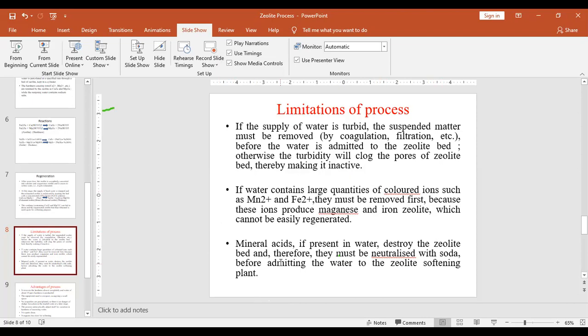Okay. Then mineral acids, if present in water, destroy the zeolite bed. Therefore, they must be neutralized with soda before admitting the water to the zeolite softening method. So such types of impurity, means primary and secondary treatment, must be completed before we are going for the demineralization process. In simple language, I can tell you. Okay. Primary and secondary treatment must be completed before we go for the demineralization process by using any of the methods, but especially for the zeolite.